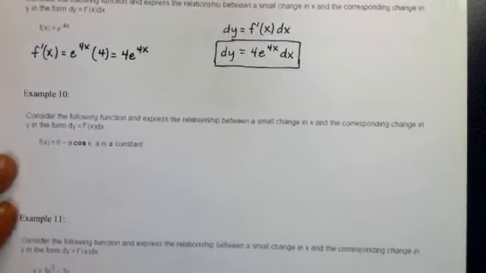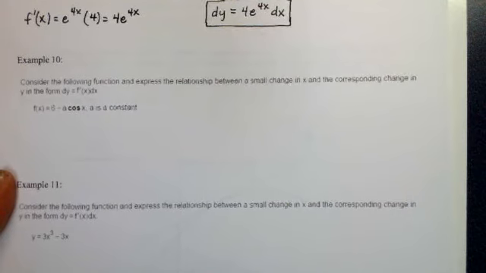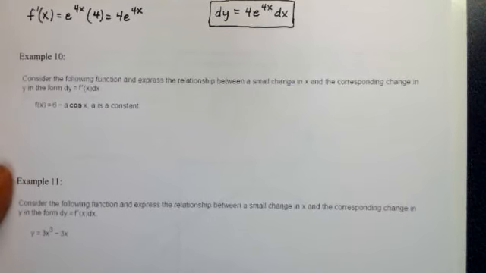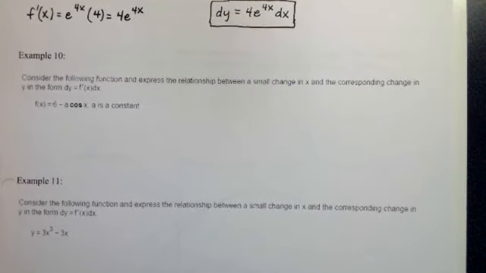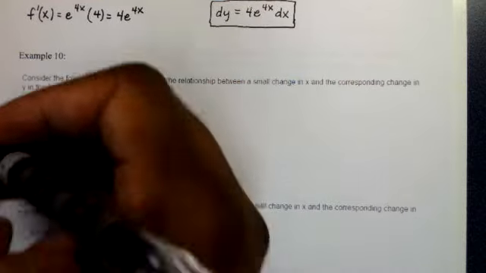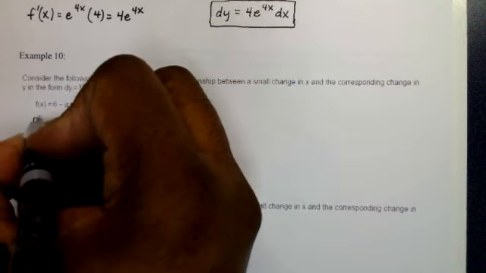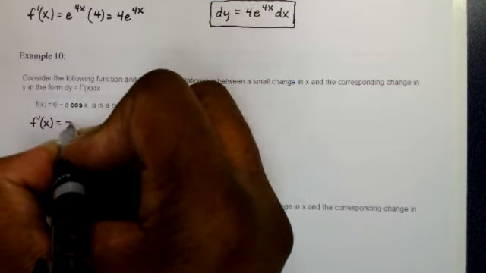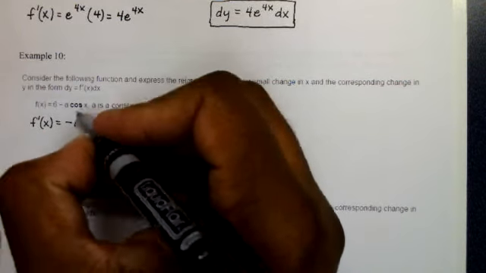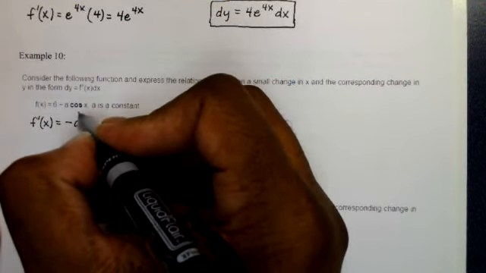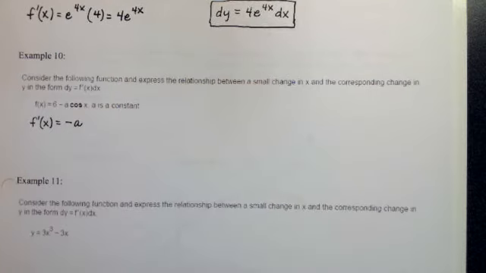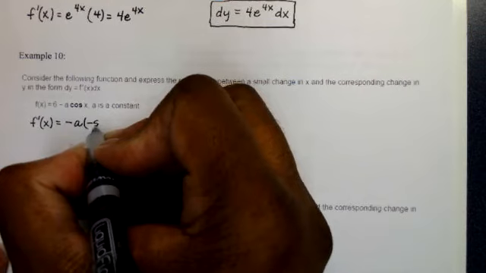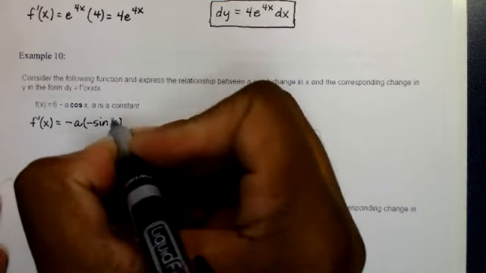All right, example 10. Here we got f of x is equal to 6 minus a cosine of x. Okay, and we're going to write this in the form of dy equal f prime of x dx. Well, let's find out what f prime of x is going to be. All right, the derivative of 6 is 0. So I'll bring down the minus sign, minus a. The derivative of the cosine of x, if you recall from one of your derivatives of your trigonometric functions, the derivative of the cosine of x will be negative sine of x.